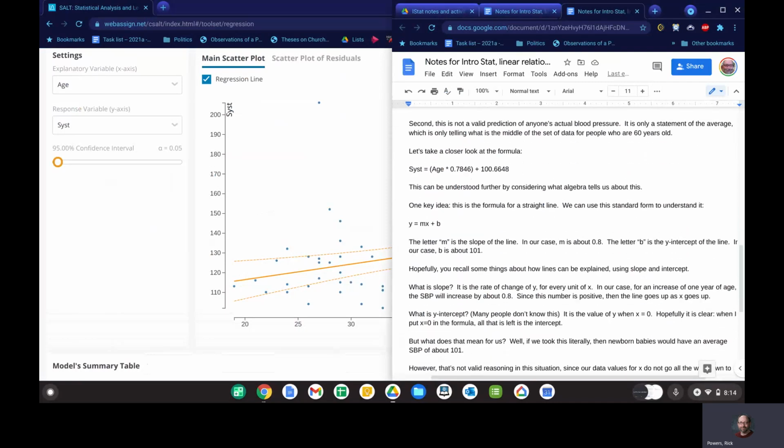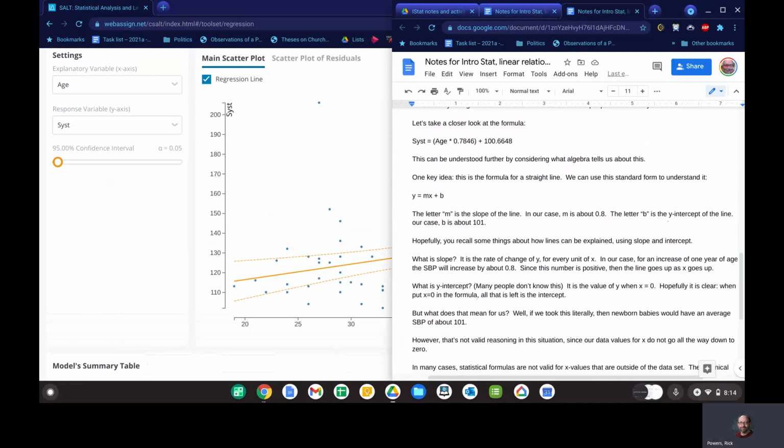Now let's take a closer look at the formula. This can be understood further by considering what algebra tells us about this. One key idea, this is the formula for a straight line. We can use this standard form to understand it. Y is equal to mx plus b. The letter m is the slope of the line. In our case, m is about 0.8. The letter b is the y-intercept of the line. In our case, b is about 101.